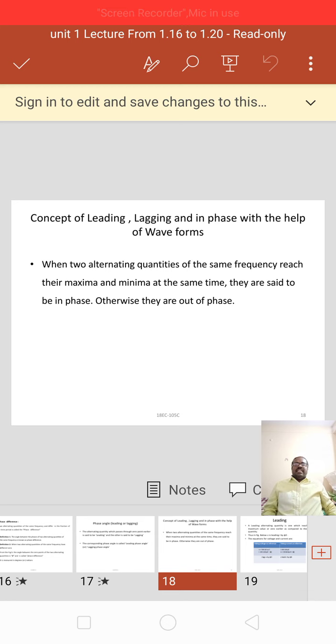See once again the definition of in phase: when two alternating quantities of the same frequency reach their maxima and minima at the same time, they are said to be in phase, otherwise they are out of phase.